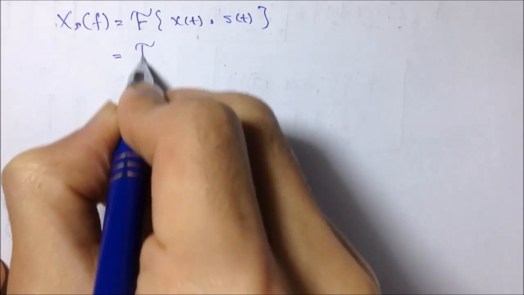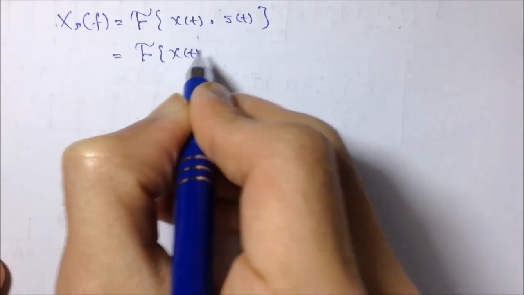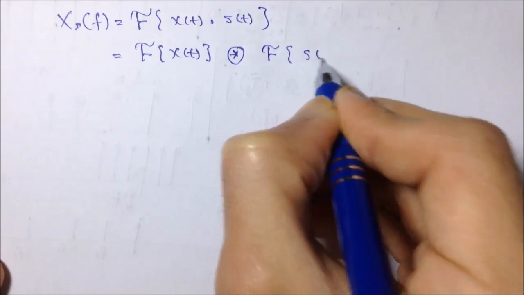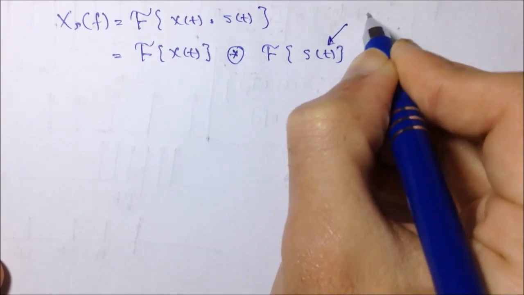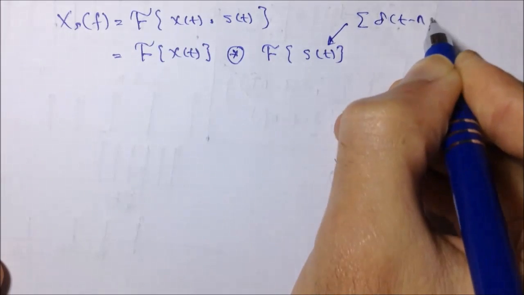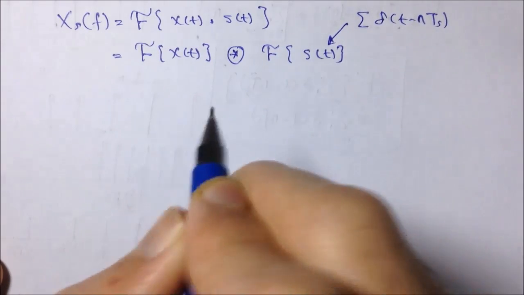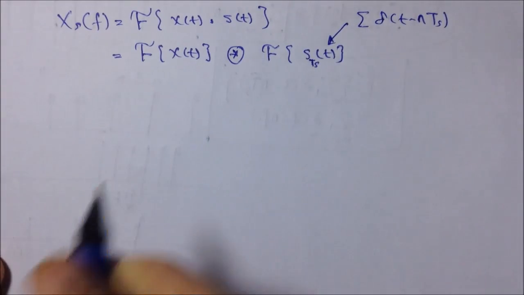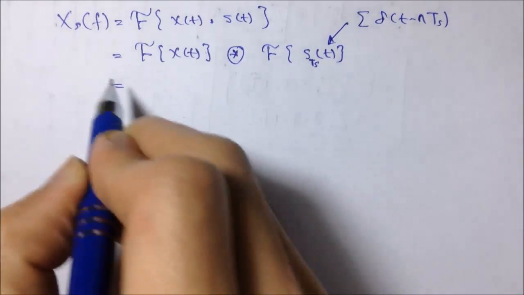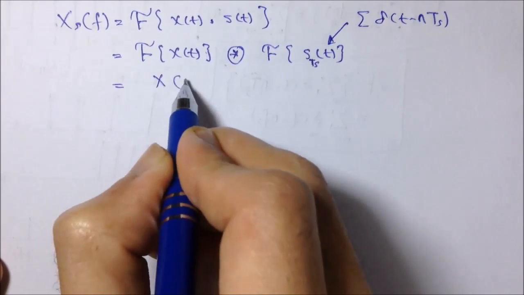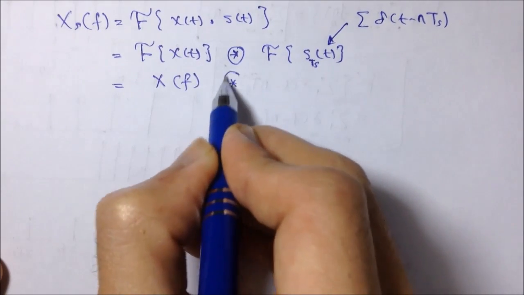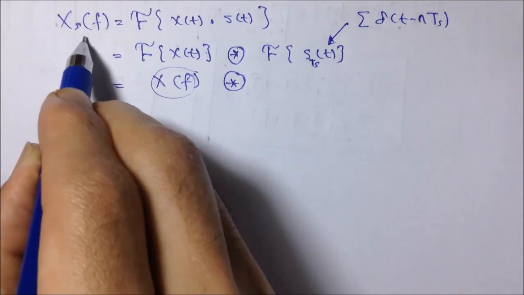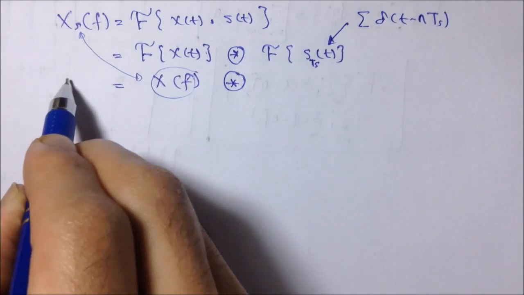This equals the Fourier transform of x of t convolved with the Fourier transform of s of t, which is the summation of delta of t minus nTs. So let's write s of t. The Fourier transform of x of t is simply X of f. So here is the advantage of this derivation, which will reveal the relation of X of f and Xs of f.